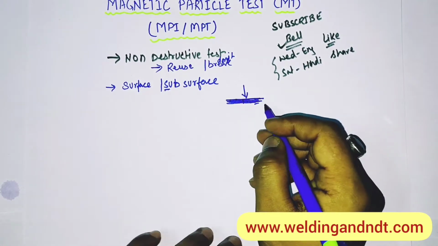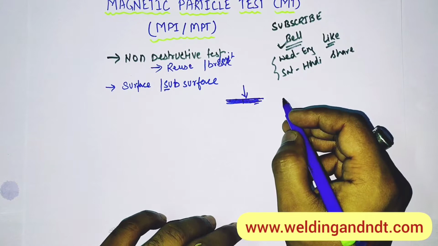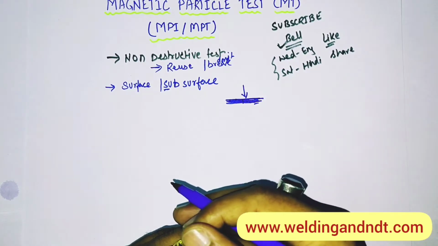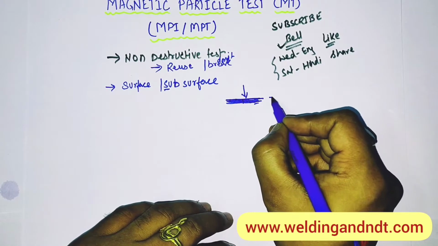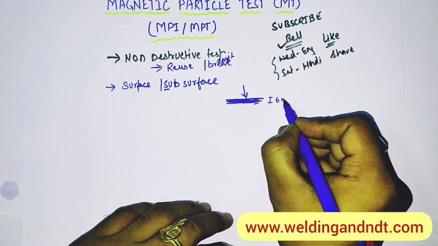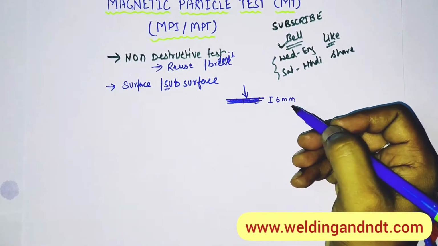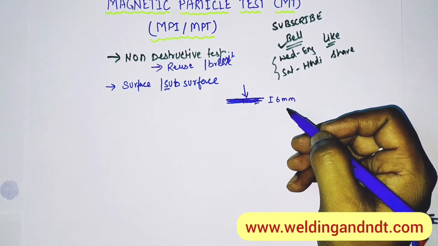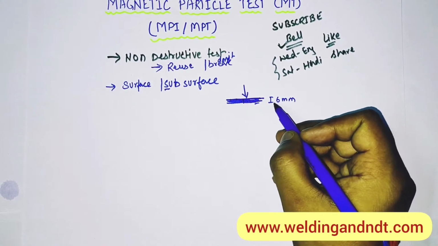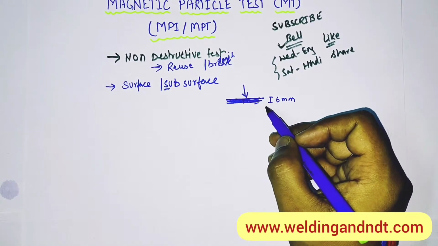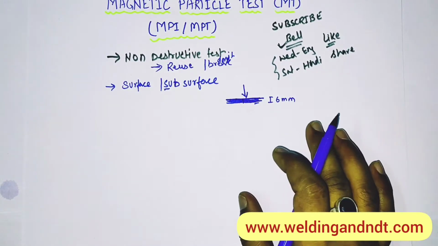Now what should be the extent of the subsurface? It depends upon the test methodology or the equipment you are using, but at the most we can detect defects up to 6 mm depth. It means the region up to 6 mm below the surface we can detect with magnetic particle test.